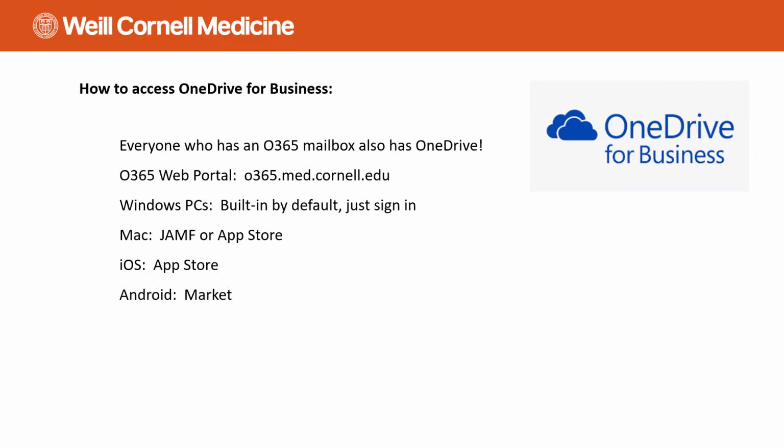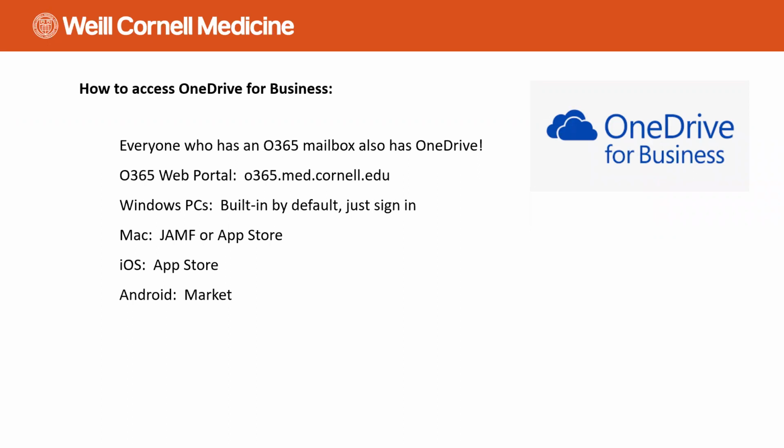So as I mentioned, everyone who has an O365 account at Weill Cornell already has access to OneDrive for Business as well. So we all have accounts. The easiest way to access it is right from the O365 web portal. So this would be your O365 landing page where you can access all of the O365 apps and services, and it's a good place to start with OneDrive as well.